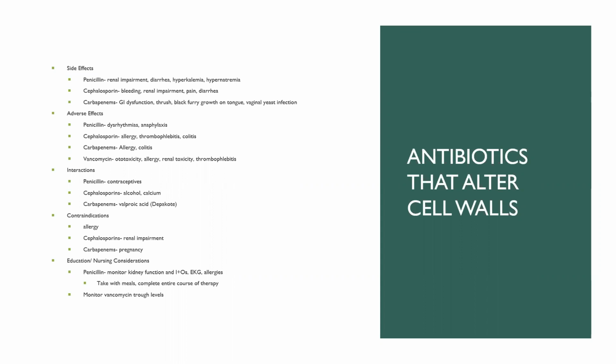Carbapenems can cause GI dysfunction, thrush, a black furry growth on the tongue, vaginal yeast infection, and more adversely, allergies and colitis. And then vancomycin can cause ototoxicity, anaphylaxis, renal toxicity, and thrombophlebitis.